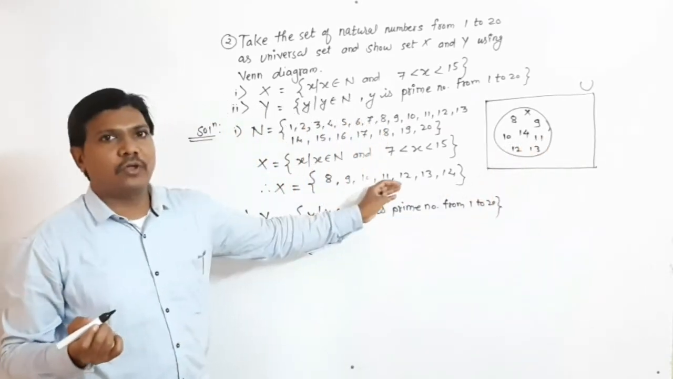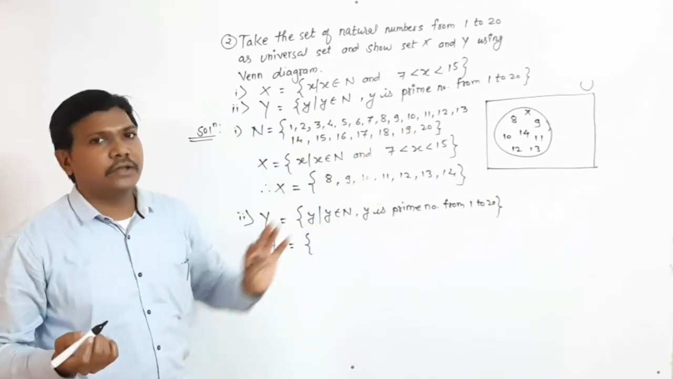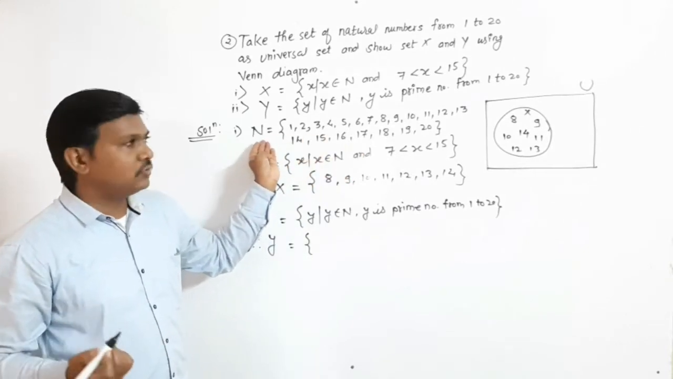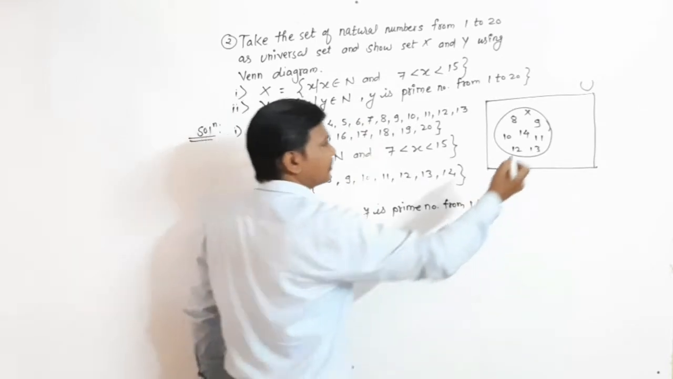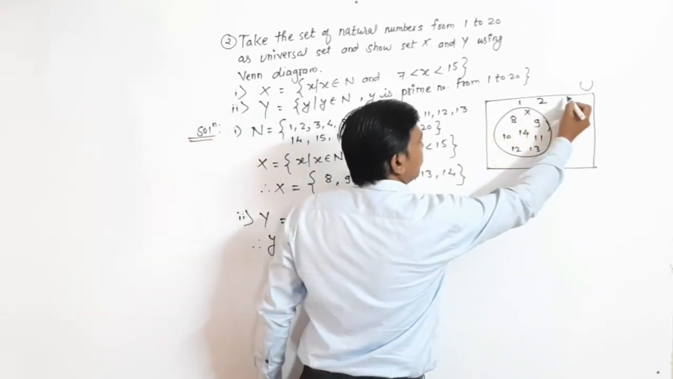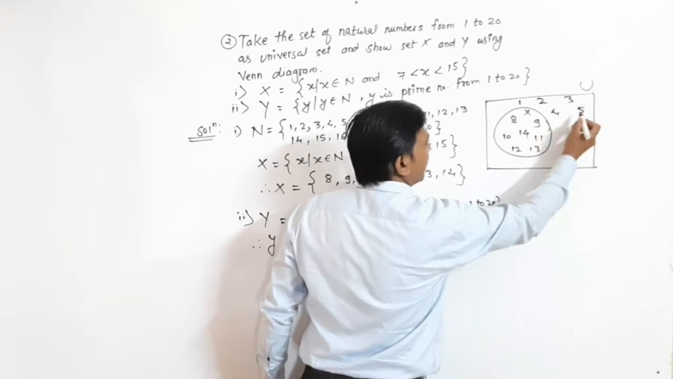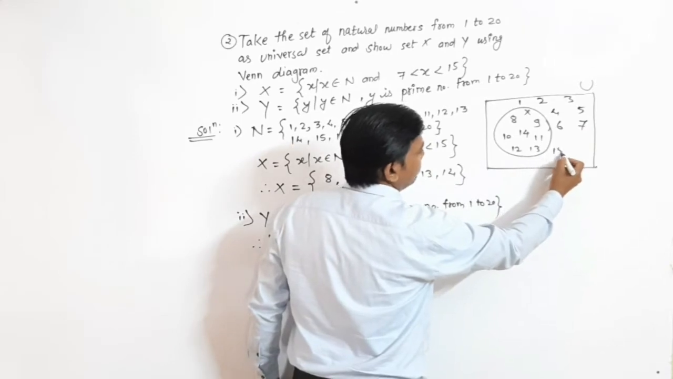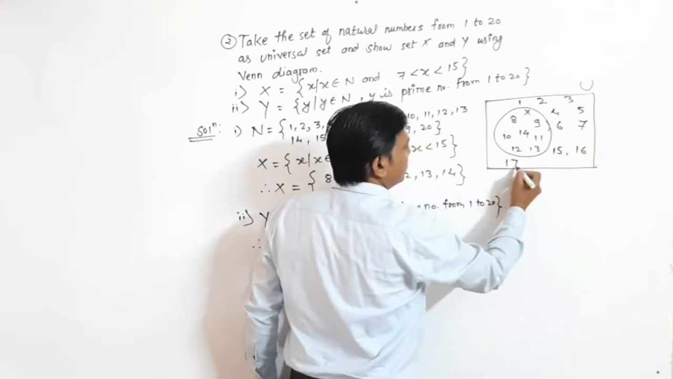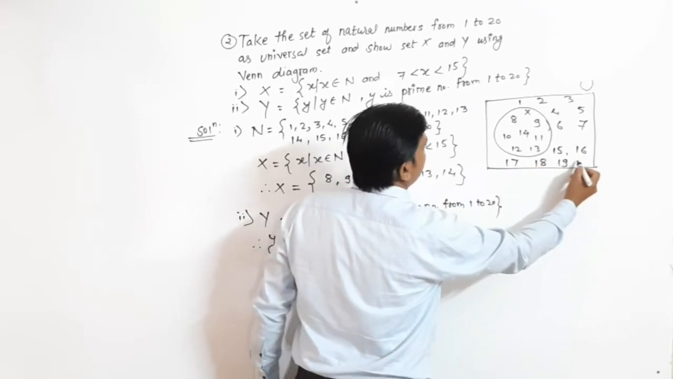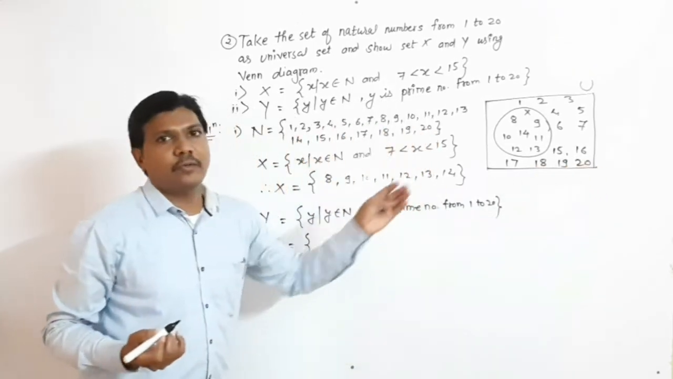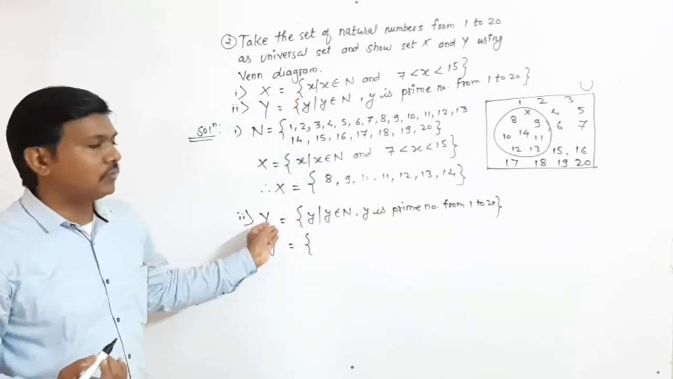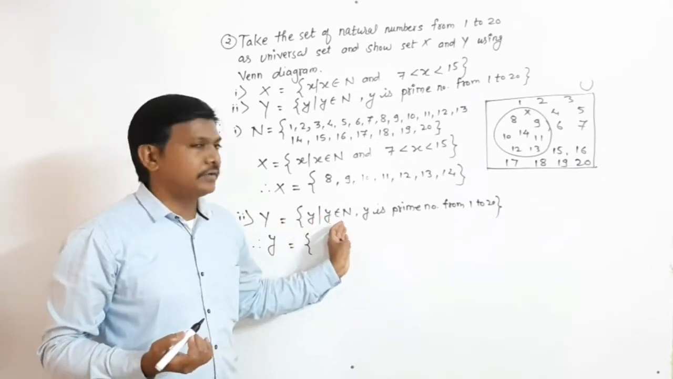Write each and every element anywhere in this circle, that is the set X, and the remaining natural numbers go in the universal set, in the rectangular box. So the remaining part is 1, 2, 3, 4, 5, 6, 7, and then 15, 16, 17, 18, 19 and 20. So this is the representation of the Venn diagram.